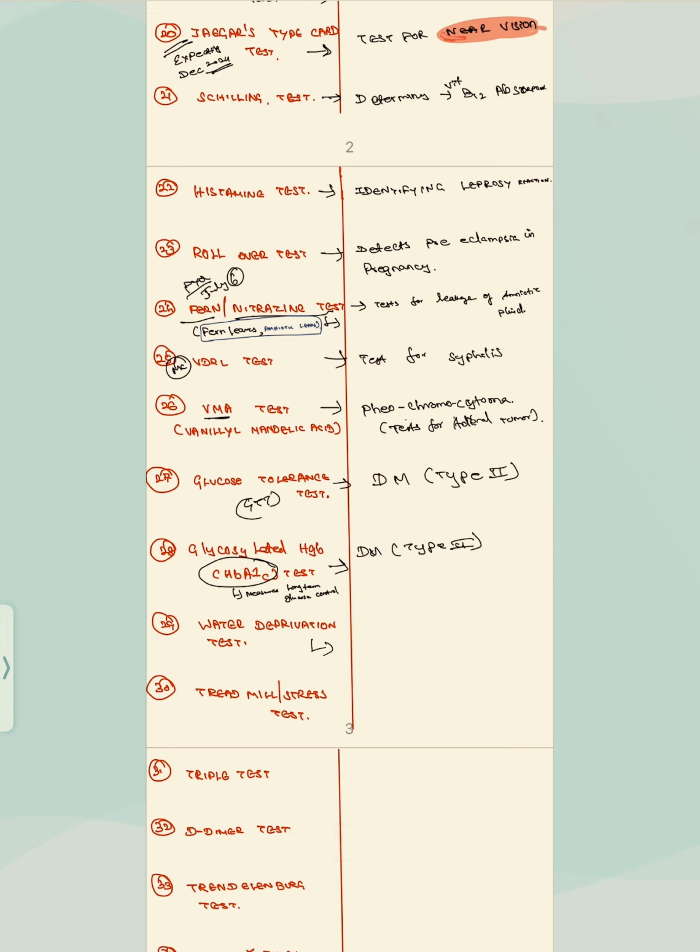Water deprivation test. Diabetes insipidus. Diabetes mellitus is also known as type 2, and diabetes insipidus is also known as type 1.